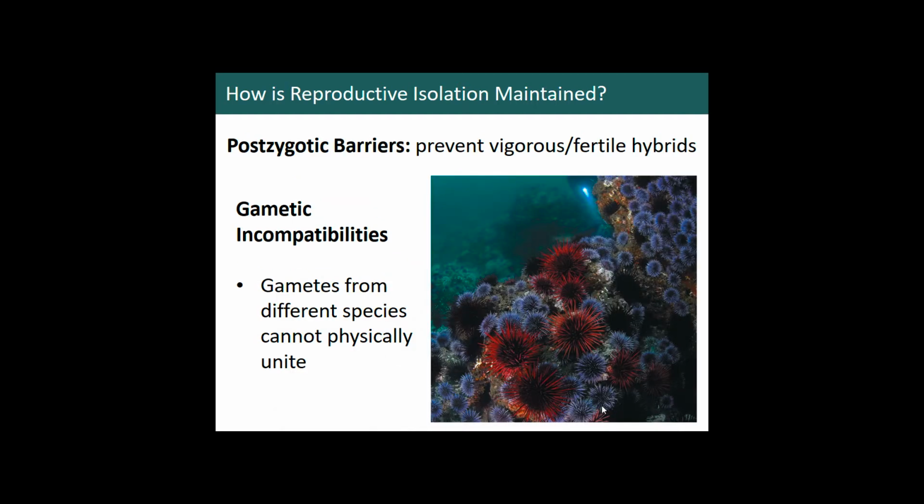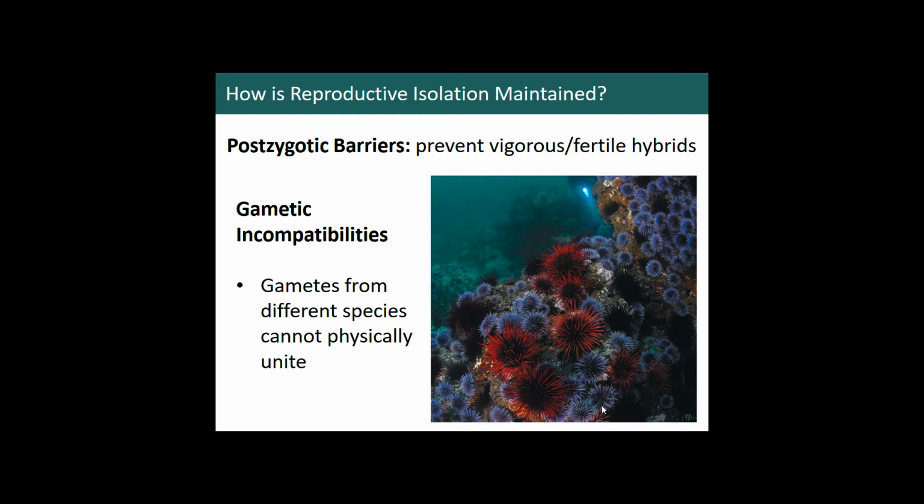Postzygotic mechanisms prevent vigorous or fertile hybrids. So now we're no longer preventing egg and sperm from coming together. The egg and sperm are going to come together and maybe a zygote is formed, right? But either that zygote is not going to make it to adulthood, or it's going to be weak and sickly, or it's going to be infertile itself so it can't produce the next generation. Okay. The first way that we can prevent a vigorous or fertile hybrid from coming together, even if the gametes find themselves in the same space, is by what we call gametic incompatibility.